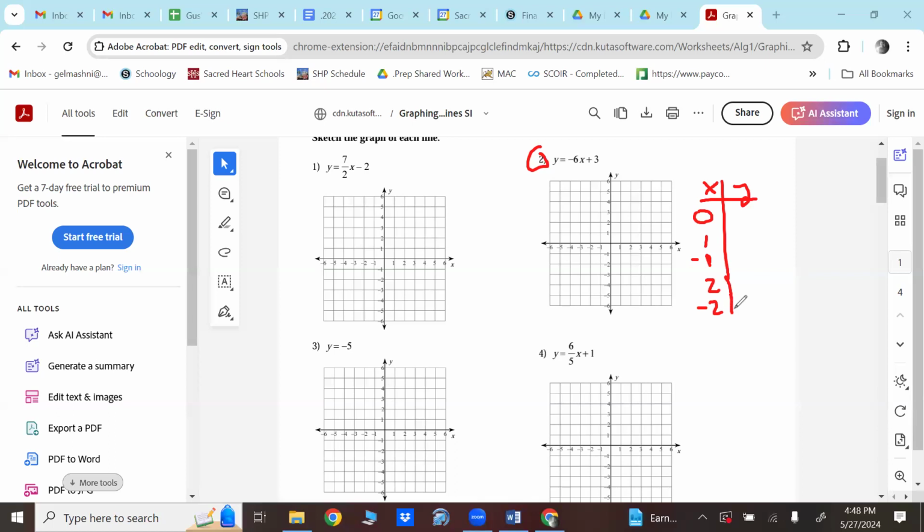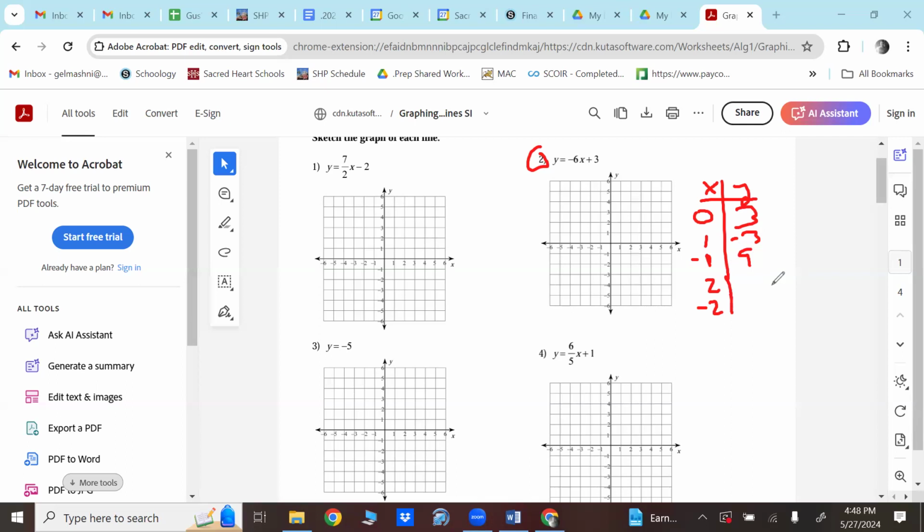Okay, so for 0, it'd be 3. 0 is 3. Okay, keep going. Then 1 is -6 times 1, which is -6 plus 3, is -3. And then -1 is +6, so 9. And then 2: -6 times 2 is -12 plus 3 is -9.